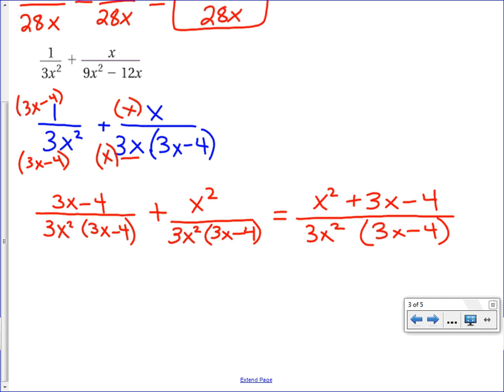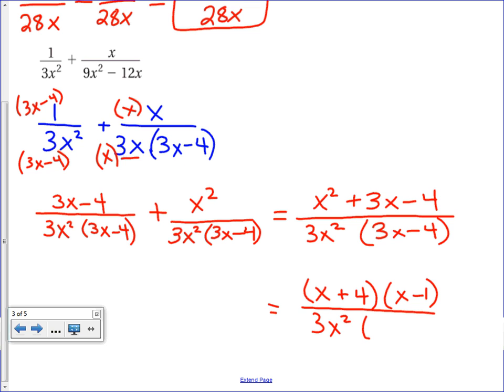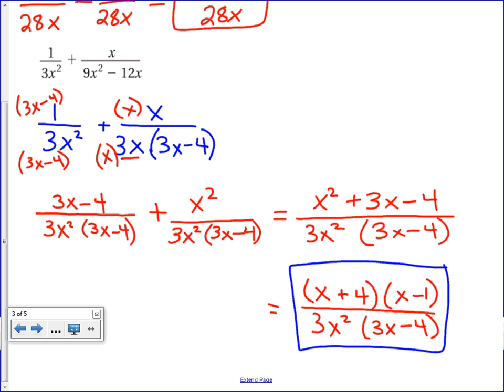Just to double check at the end, you should be able to factor the top. Well, sometimes you'll be able to, sometimes you won't. But if you can, you must factor the top to see if it reduces the fraction at all. So the top, since it's factorable, we want to rewrite it as x plus 4, x minus 1. And the denominator still says 3x squared, 3x minus 4. We look at our top and bottom, nothing's going to cancel out, but it's better to leave our answer like this in factored form to show that we tried. Okay? And that's it.